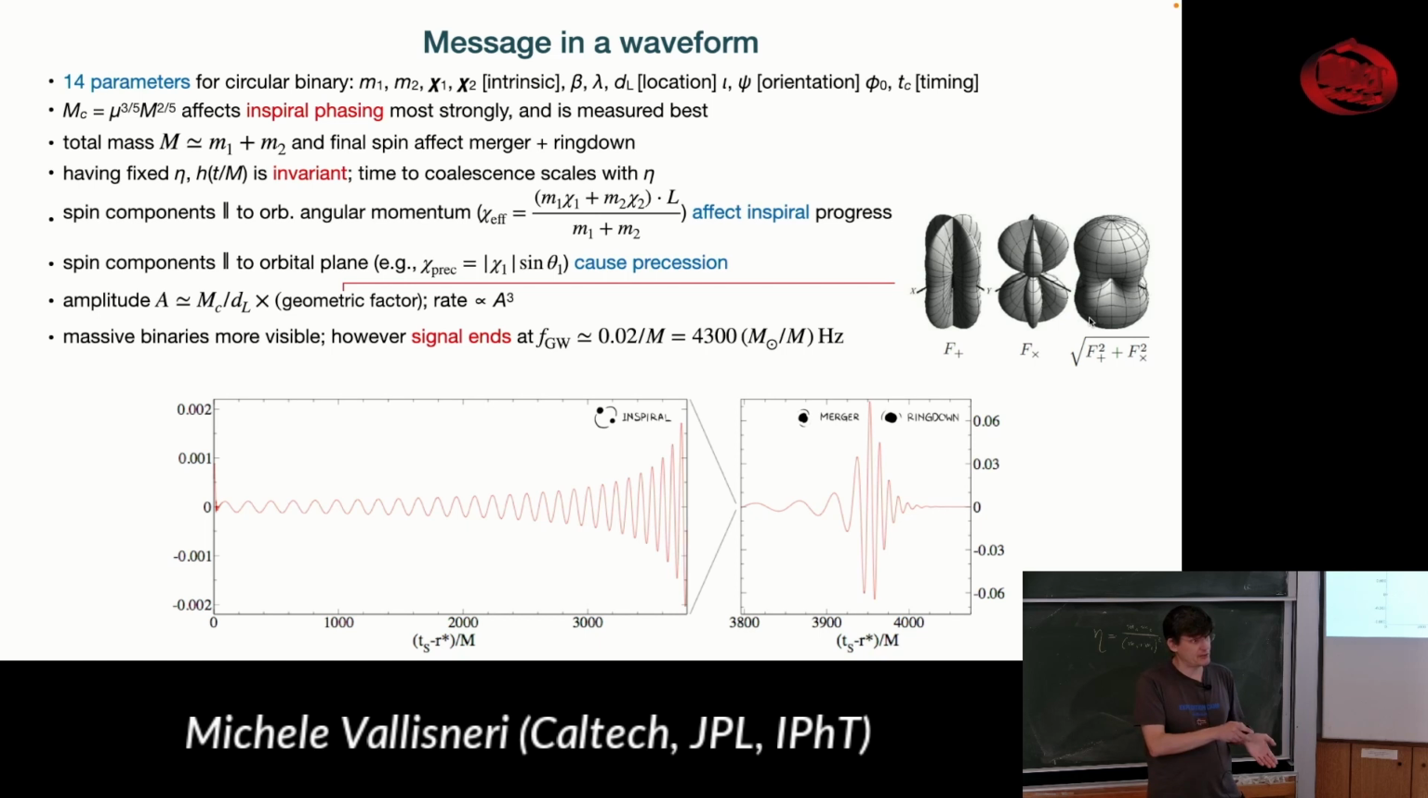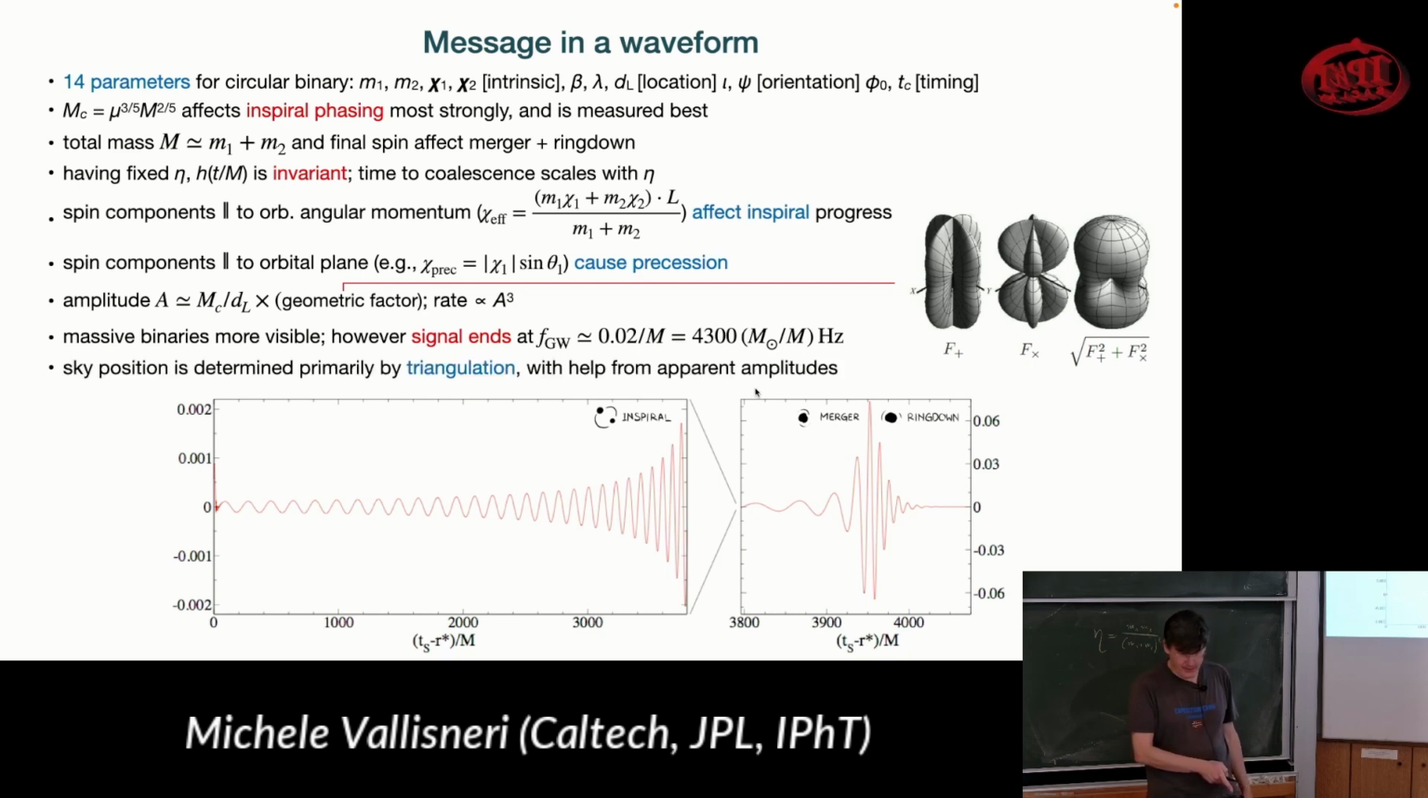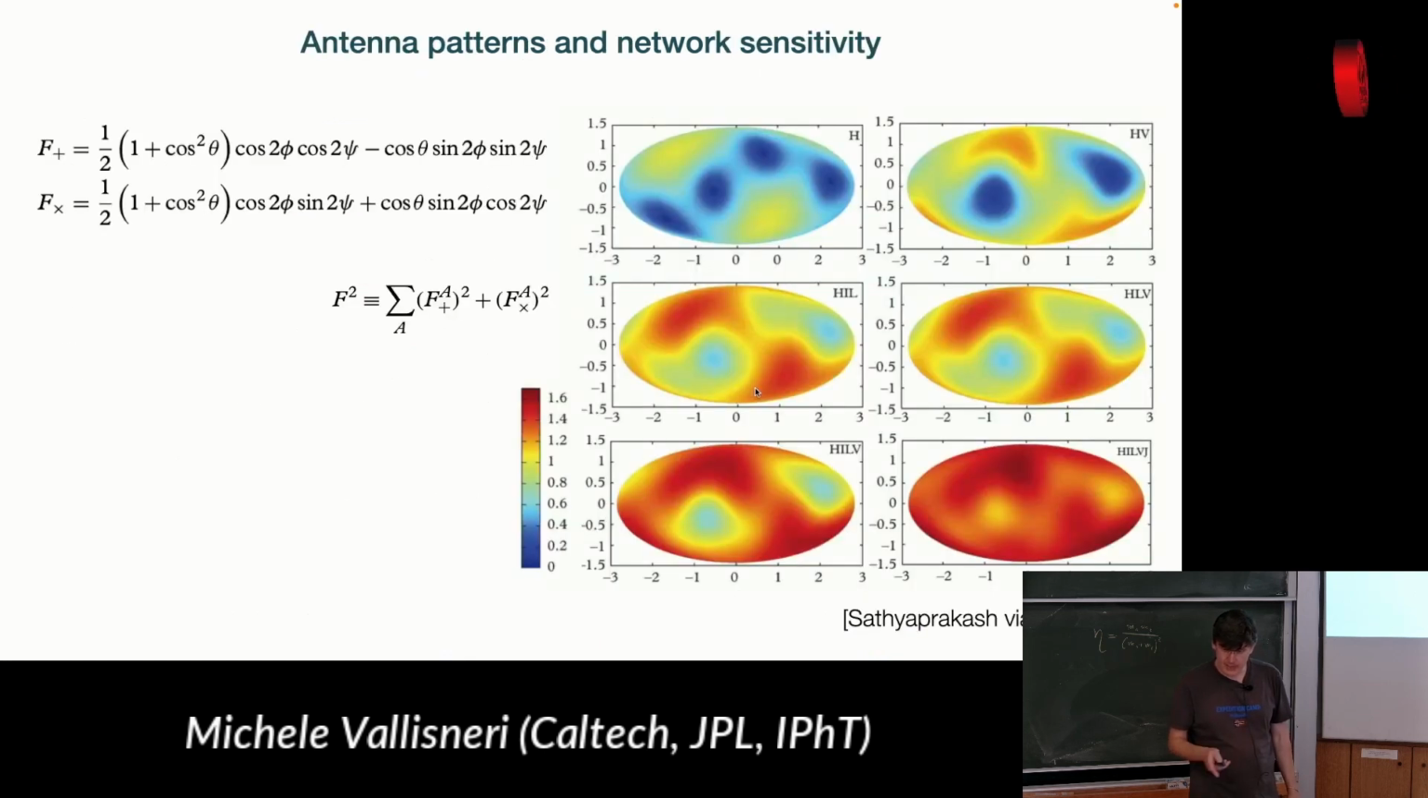However, they end earlier. So this is a very rough rule of thumb for the end of the signal. That's just the last stable orbit, the LSO or ISCO, sometimes one calls it in GR, in dimensionful units is of order 400 Hertz for a 10 solar mass total mass binary. And now, I was saying that position you determine mostly by triangulation. But I wanted to show you a little bit more about these amplitude patterns.